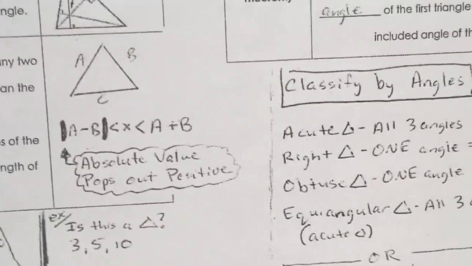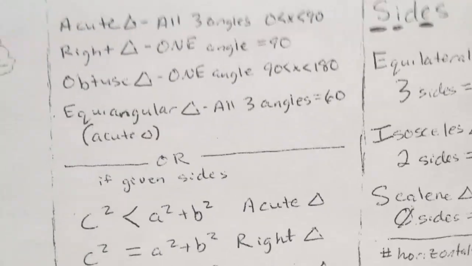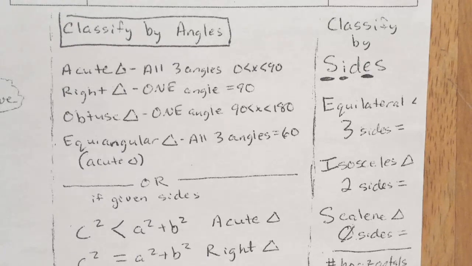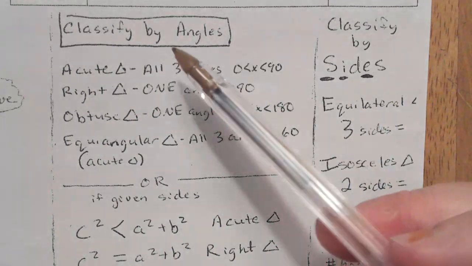Okay, so we're going to page 2, and we want to note it. We want to focus on what we're doing today because we don't care what we're doing tomorrow yet. We're just doing what we're doing today. All right, so classifying triangles.